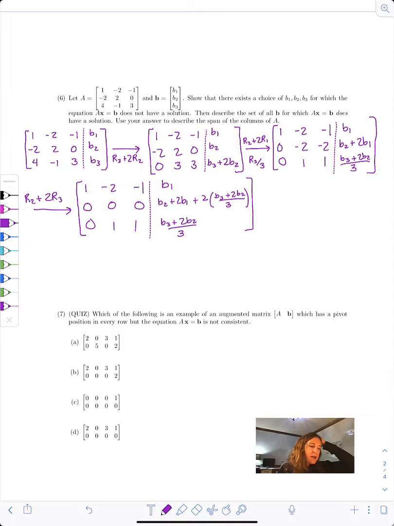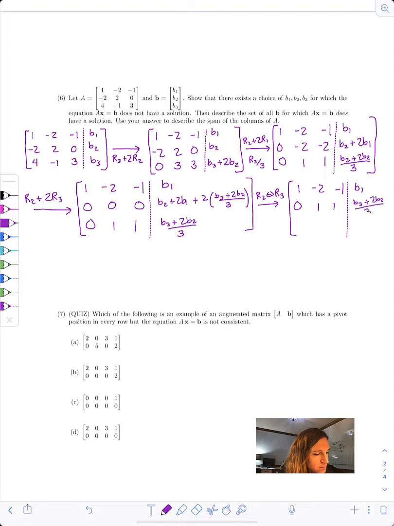Now this is not yet in echelon form, because to get to echelon form we'd need to swap row 2 with row 3. We'll go ahead and do that, although technically we wouldn't need to do that to see what's going on here. But just to give that example, we have 0, 1, 1, B3 plus 2B2 over 3, and then finally 0, 0, 0, and then a whole lot of stuff.